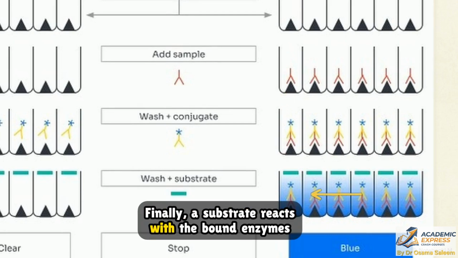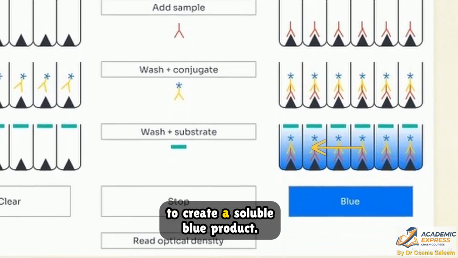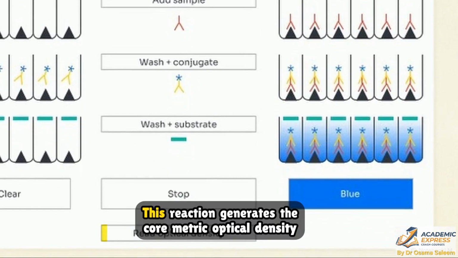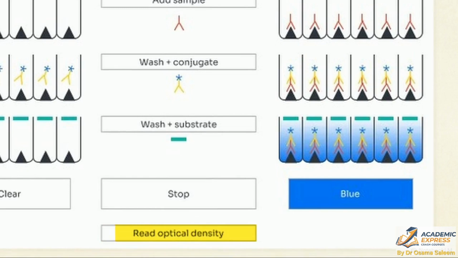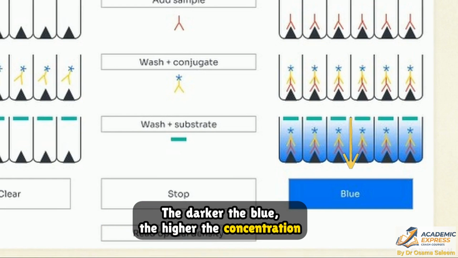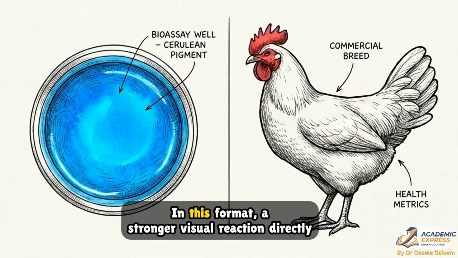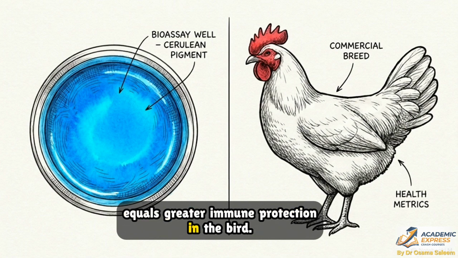Finally, a substrate reacts with the bound enzymes to create a soluble blue product. This reaction generates the core metric, optical density, or OD. The darker the blue, the higher the concentration of antibodies. In this format, a stronger visual reaction directly equals greater immune protection in the bird.